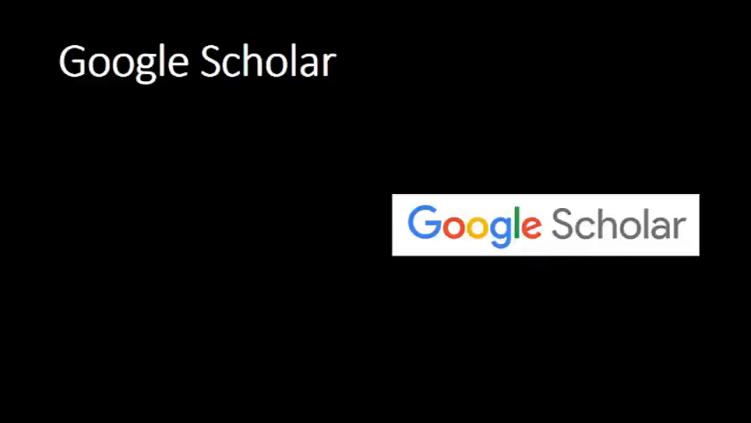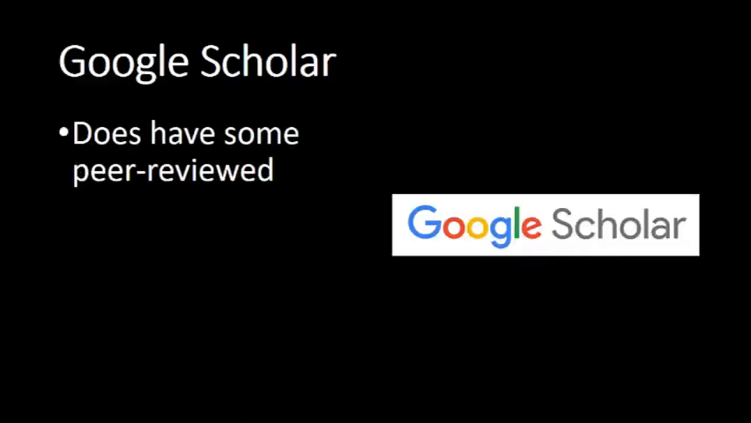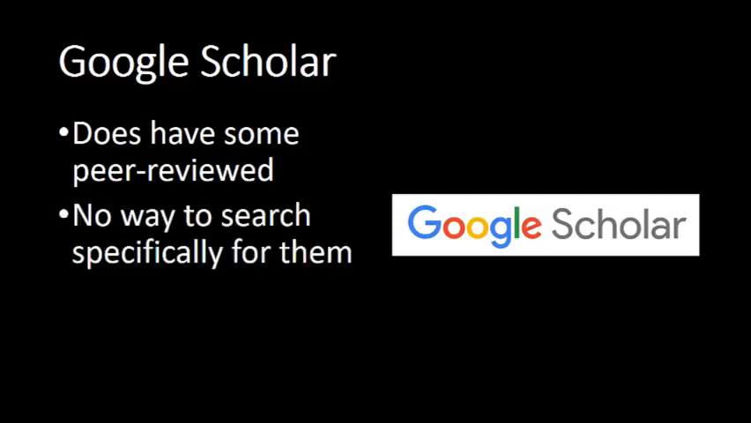Now that you know what they are and why you should use them, how can you find them? Many of you might be used to using Google to find articles for your assignments. While Google Scholar does have some peer-reviewed articles, you can't assume they are good sources just because they are on Google Scholar rather than regular Google. There's no way to search specifically for them, and there's no screening process, so you may end up with articles that have incorrect or biased information.